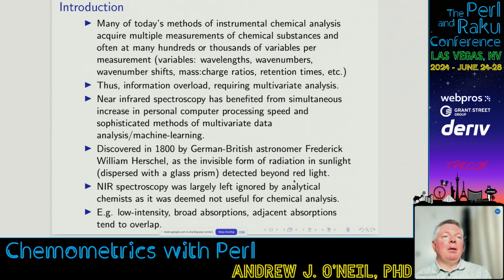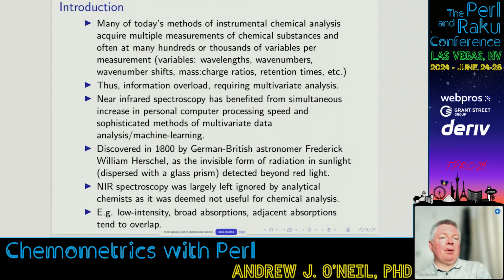And so it requires the use of fast personal computers to get the most out of the spectra, to process them. And the good thing is that as near-infrared spectroscopy has evolved as an analytical technology, so have personal computers, and also the pattern recognition and machine learning algorithms to get the most out of the data. So they've kind of gone hand in hand together. It goes back quite a long way though.